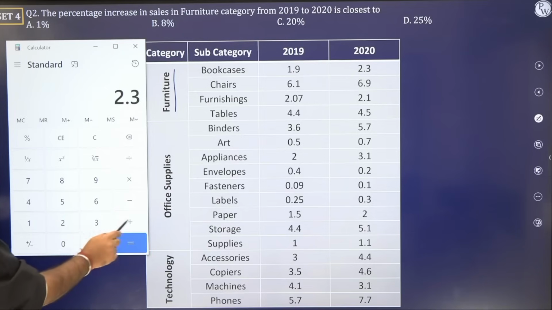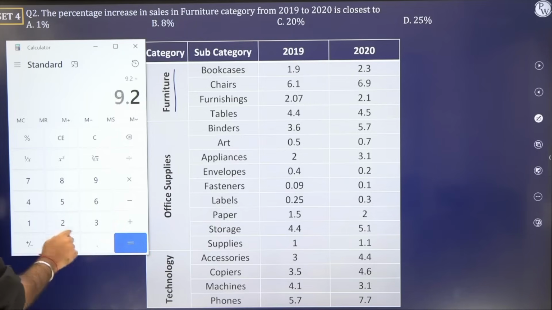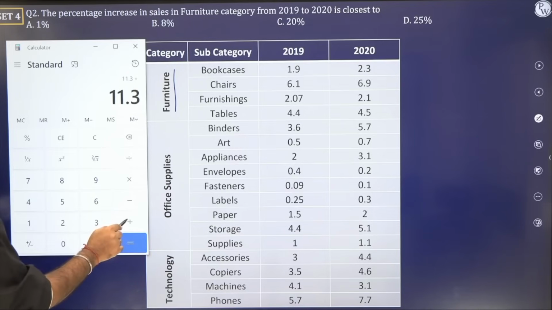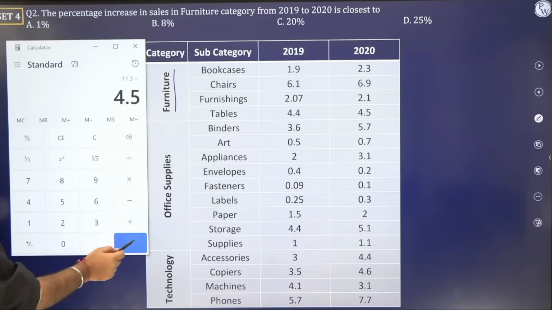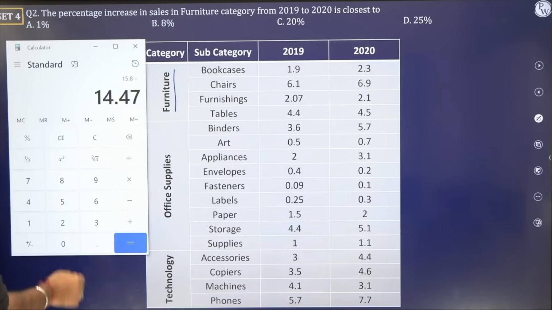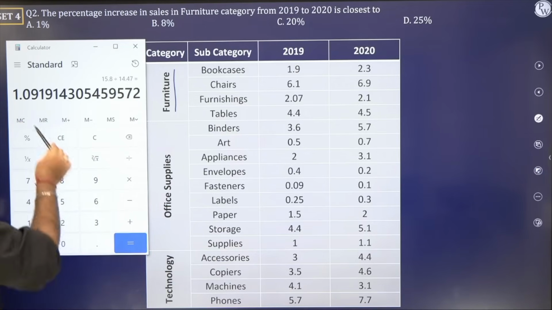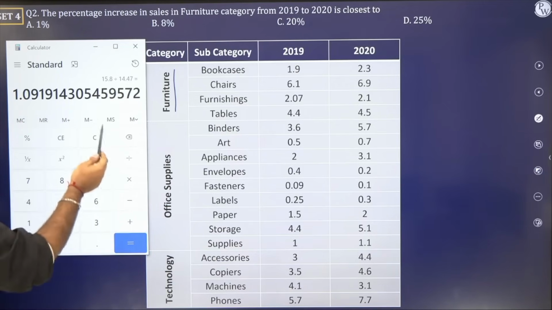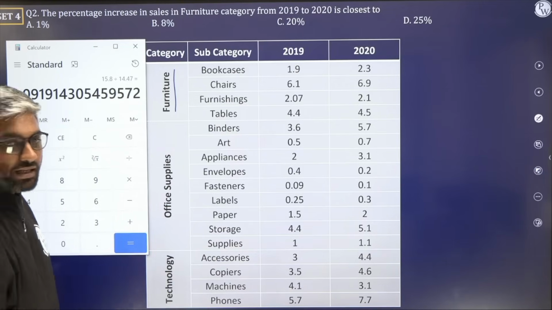2.3, 6.9, 2.1 and 4.5. So we get 15.8. So 15.8 divided by whatever was in our memory, 14.47. We get 1.091. ये मल्टीप्लिकेटिव फैक्टर आ गया.